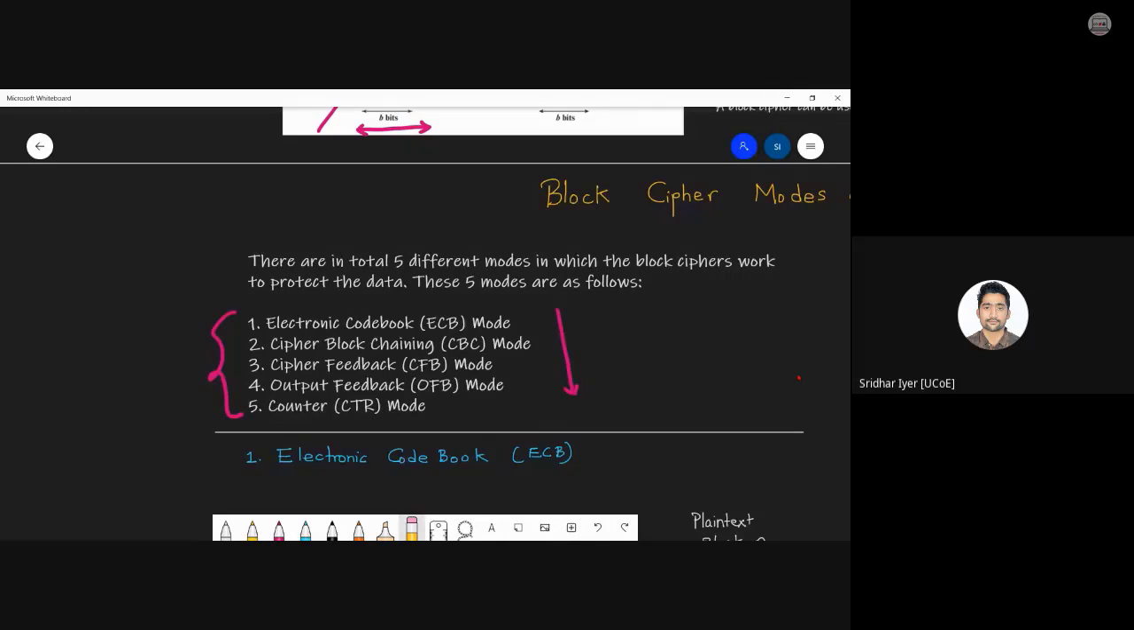But in the case of cipher block chaining, what are we doing? We are sending the output of the current step right now to the input of the next step.